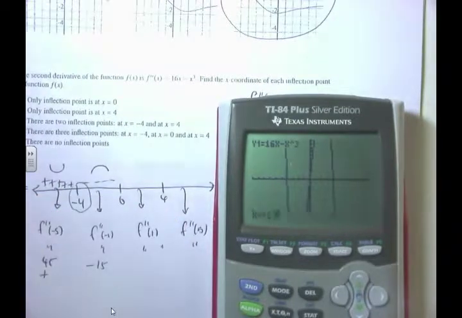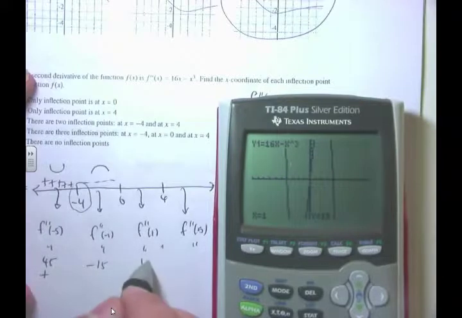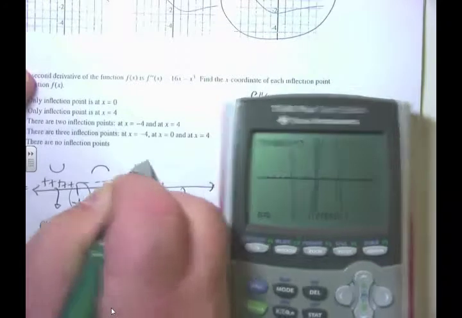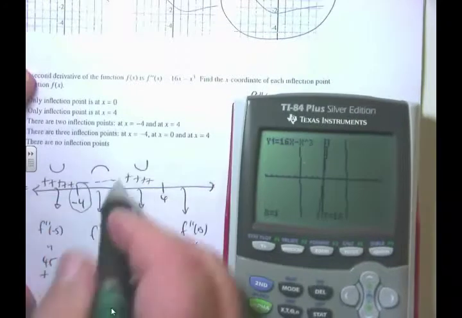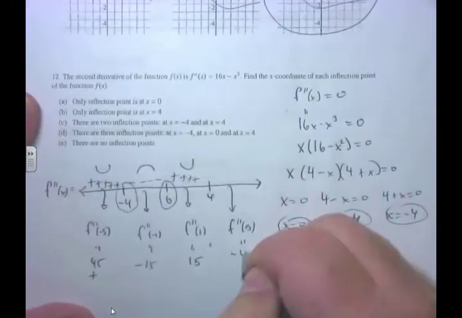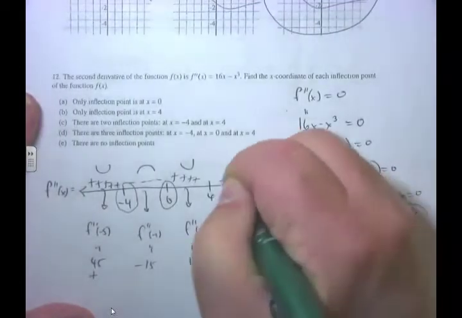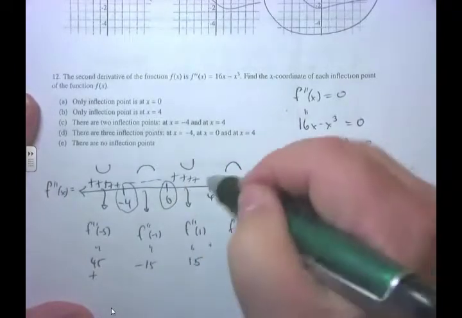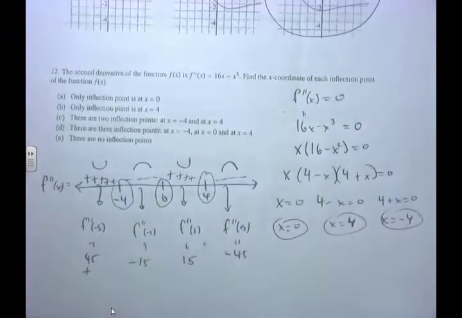point. When I plug in 1, I get positive 15. It's positive, which means I'm back to concave up. I'm going from concave down to concave up, which means 0 is an inflection point. And when I plug in 5, I get -45. So it's negative, means it's concave down. I'm going from concave up to concave down, which means that's an inflection point.